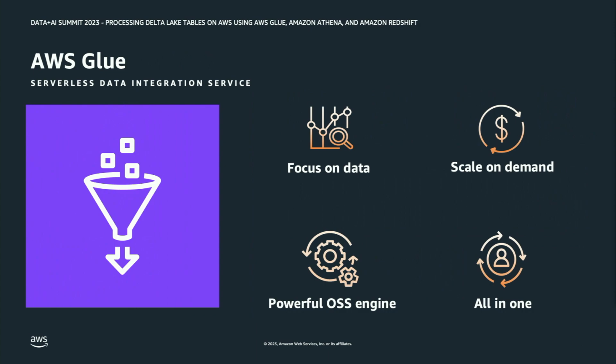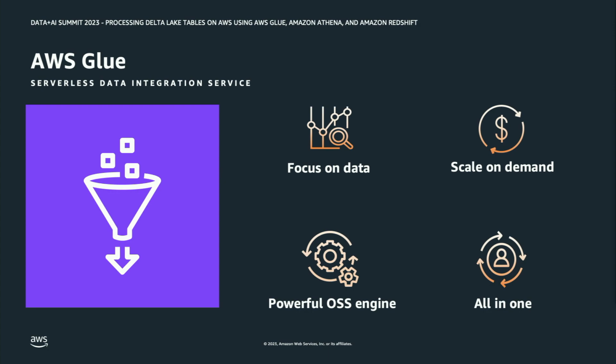AWS Glue is a serverless data integration service. With Glue, you can focus on your data itself because Glue is serverless. Glue Spark jobs start up within 10 seconds. Once you start a Glue job with, let's say, 100 workers, all the 100 workers will spin up within 10 seconds, and you can start processing the data on Apache Spark immediately. It removes obstacles that require infrastructure setup.